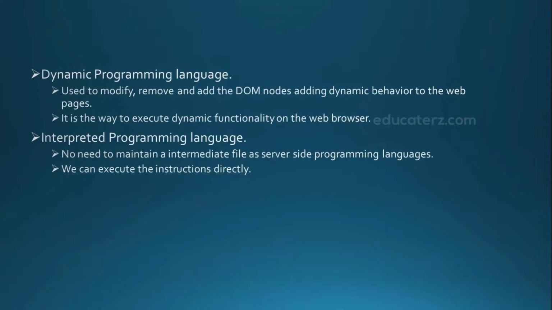as it is used to modify, remove and add nodes to the DOM, which is like adding dynamic behavior to the web pages. It can also be used to extend objects, execute code at runtime, etc. So that's why JavaScript is also called a dynamic programming language. In server-side programming languages, we need to compile the program files into some intermediate language and then to machine code. Whereas with JavaScript, we can directly execute it without compiling to machine code. So that's why JavaScript is also an interpreted programming language.